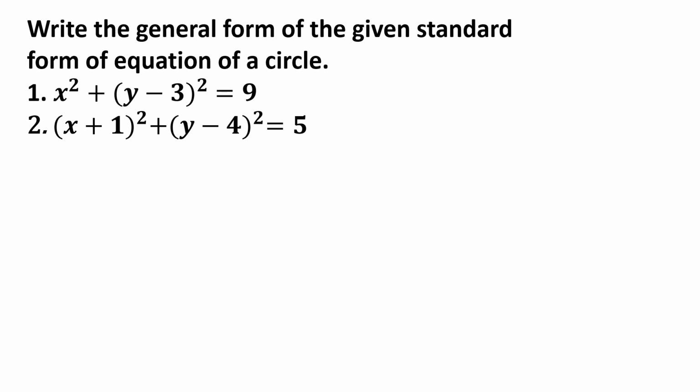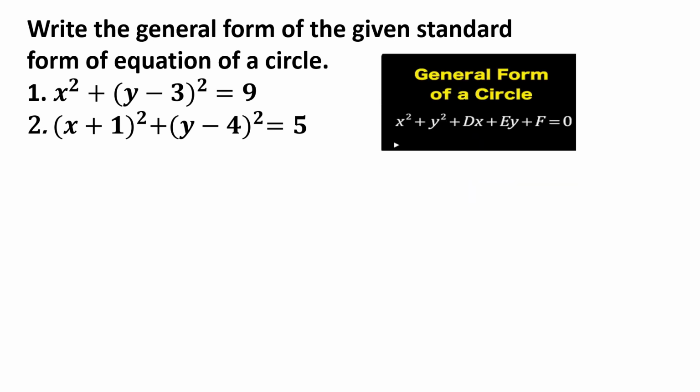Okay, so how to write the general form of the given standard form of equation of a circle? As we all know, the general form of the equation of a circle is denoted by the notation x squared plus y squared plus dx plus ey plus f is equal to 0.